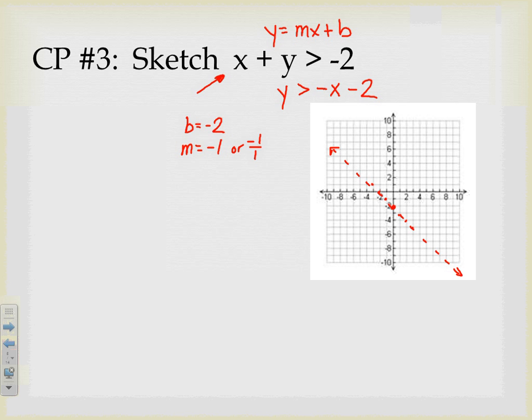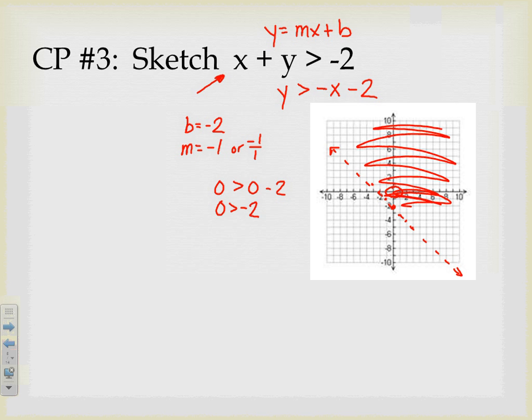Now again, I need to figure out where my shaded solutions are going to sit. I can pick 0, 0 again because it is not part of my line. 0, 0 falls to the kind of the rightish side. If I put 0 in for y and 0 in for x, I'm looking at the statement 0 is greater than negative 2. 0 is greater than a negative number, so that 0, 0 test point works as a solution. So I can shade everything that's on the side of my line with 0, 0.